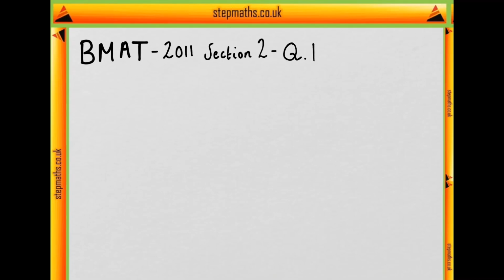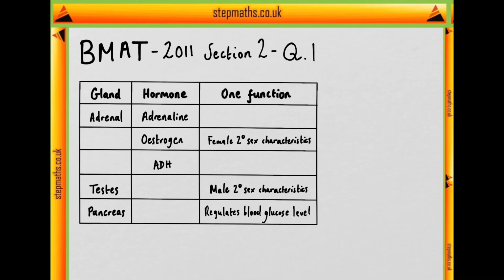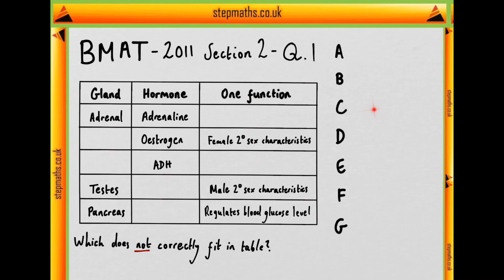In question 1 we're given this table here, which we're told is partially completed, and we're asked which word or statement does not correctly fit into the table. So since we have a total of 6 gaps here, and we have 7 potential answers, A through G, we have to work out which of them would not fit in this table.